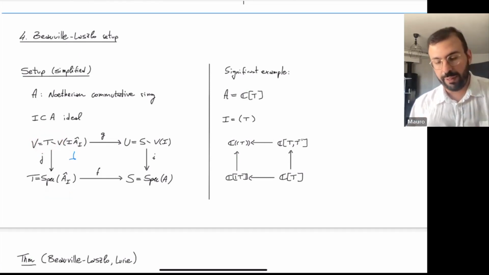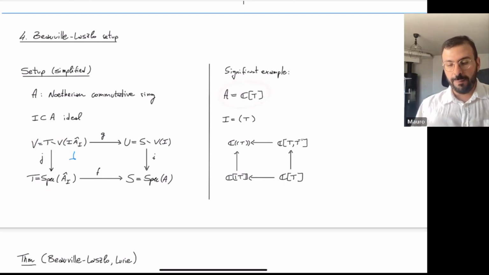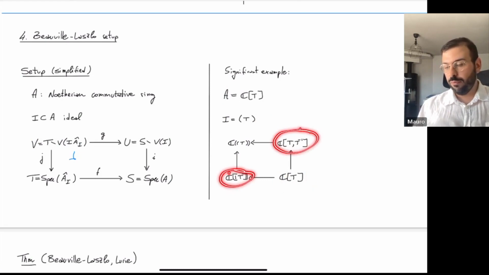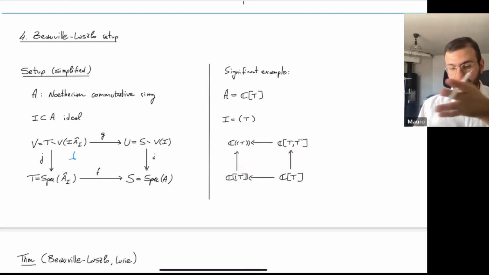So if we look at a very concrete example, we take A1, so polynomials. The ideal is just T. And then what we have is C[T]. We have formal power series. We have polynomials that are non-zero. I mean, we allow T to be at the denominator, and then Laurent power series.